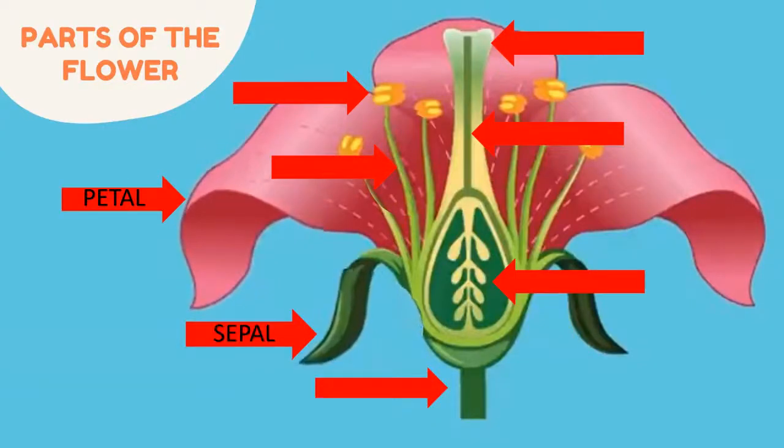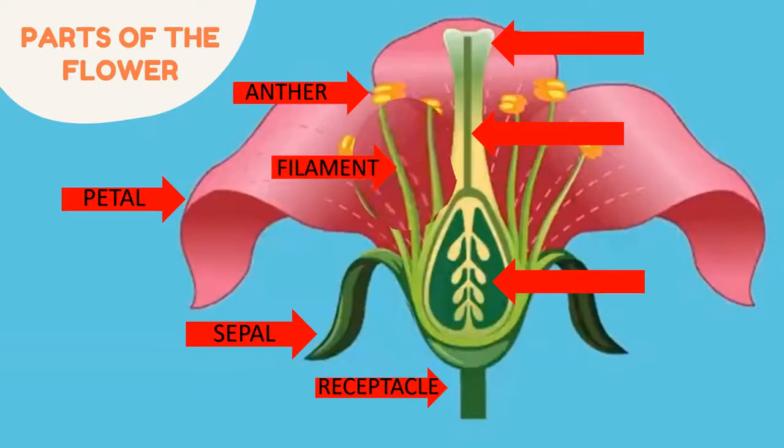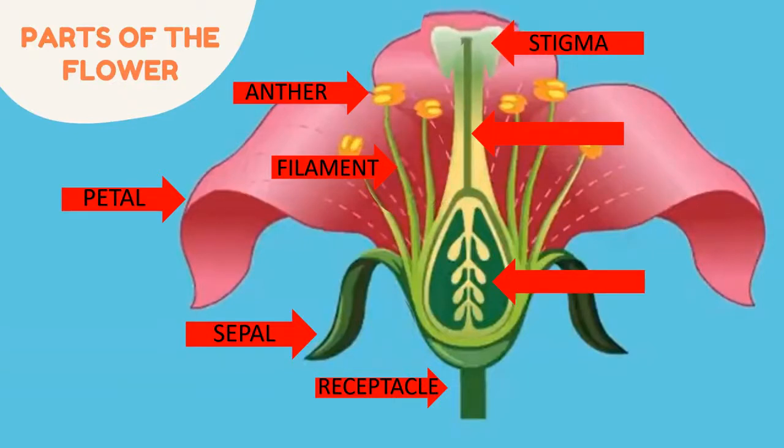Let's identify again parts of the flower. Petal, sepal, receptacle, anther, filament, stigma, style, and ovary. Good job, kids!